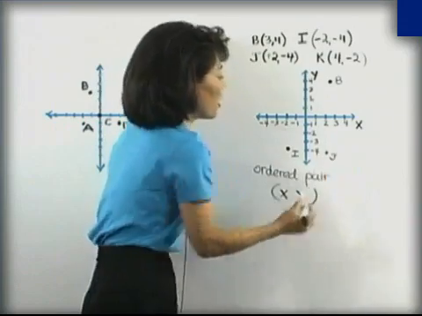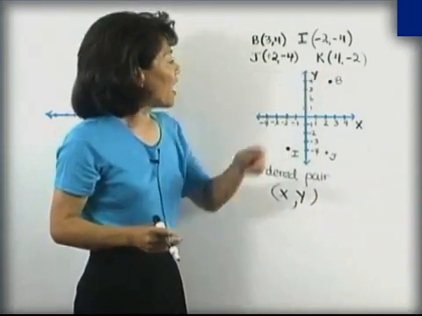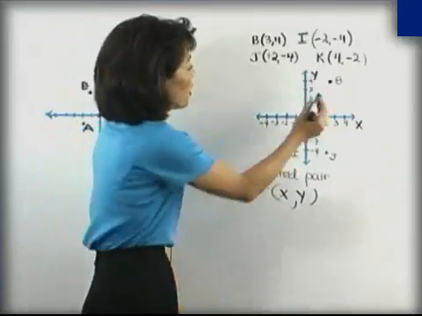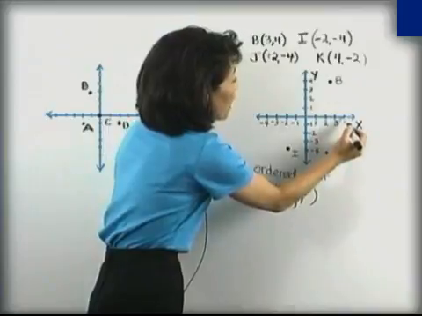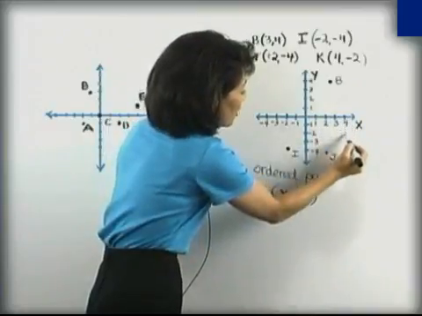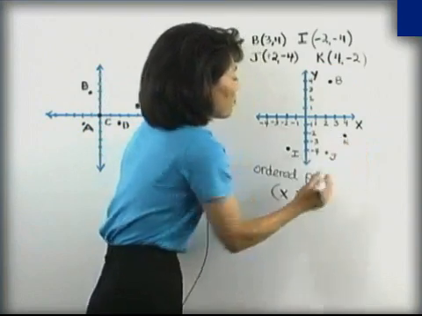That gives me J. Finally, I have one last point to graph, and that is K at 4, -2. So what does that mean? We go over 4, 1, 2, 3, 4, and then down -2, 1, 2. So there's finally our last point, K.